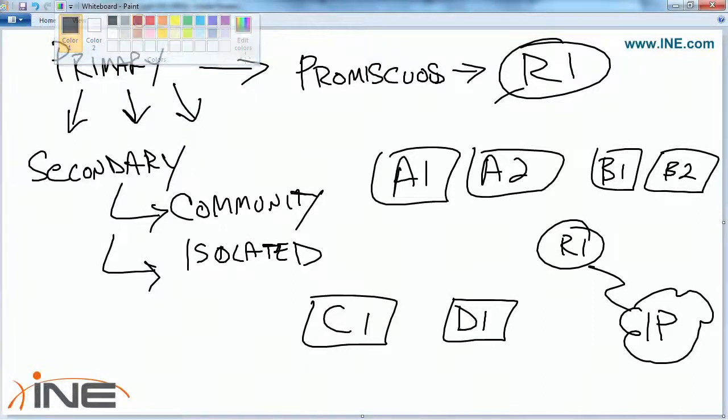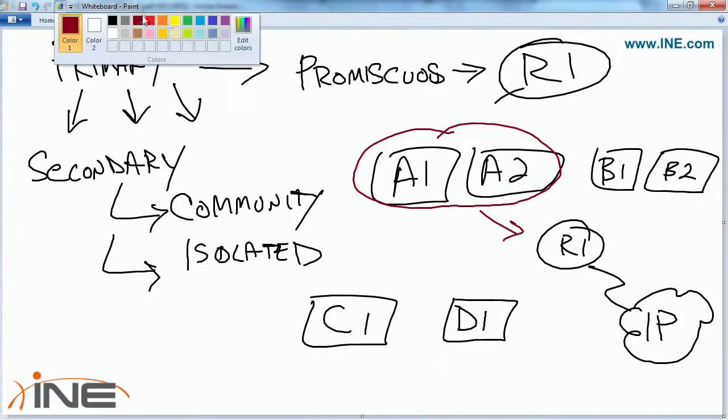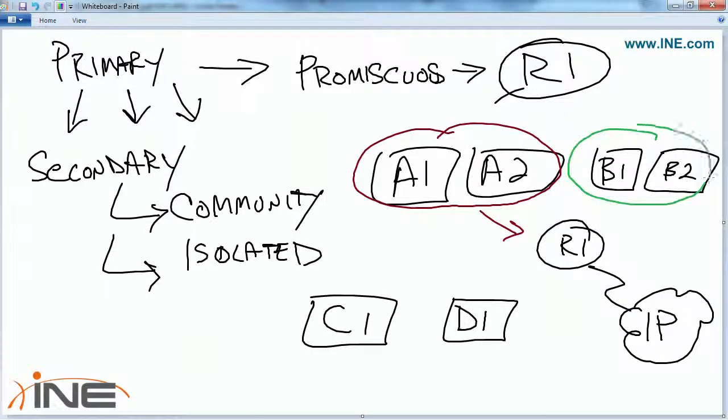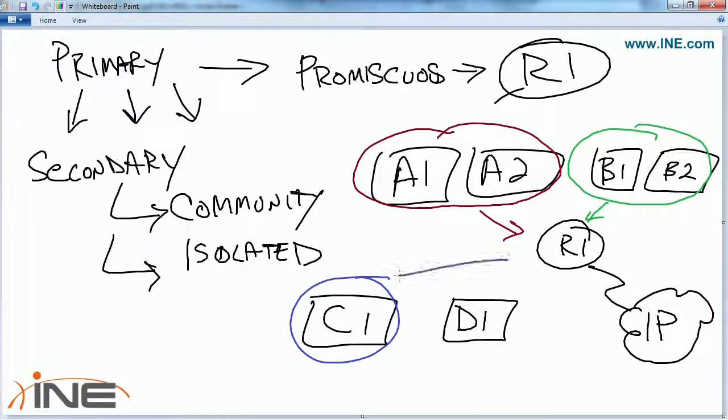But I want to group these together so that A1 and A2 can talk to each other plus the router. Then B1 and B2 can talk to each other plus the router. C1 can talk to no one except the router. And then the same for D1. It can talk to no one but the router. So when you do the VLAN assignments, you would have a community VLAN for A1 and A2, a different community VLAN for B1 and B2, then C and D would be in the isolated VLAN. Then all of those, the communities and the isolated, can all talk to the promiscuous port.